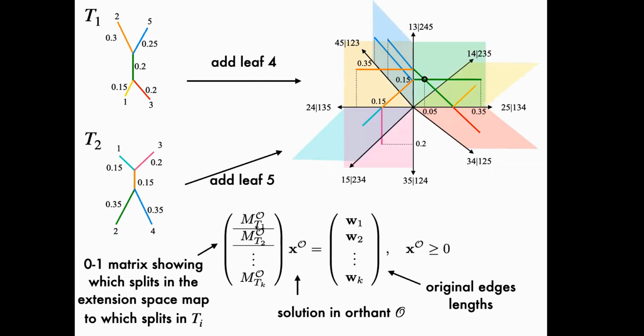So in general, for each of my trees I can have a matrix for each orthant, encoding how the edges in this new orthant collapse down, or map, to edges in the original tree, times my solution in my new orthant, equals my original edge lengths. Again, for each orthant, I'm just solving a system of equations, which now might have no solution. For example, you can see these two orange lines don't intersect, so there would be no solution in this orthant, but there is one in this orthant. But we can still solve this quickly, and just check all our orthants.